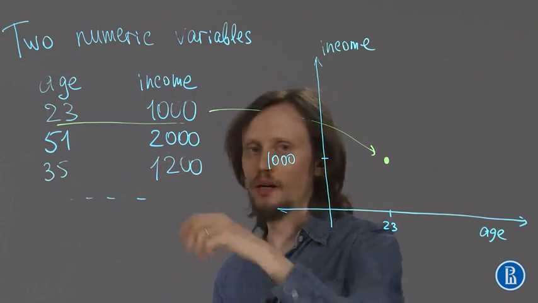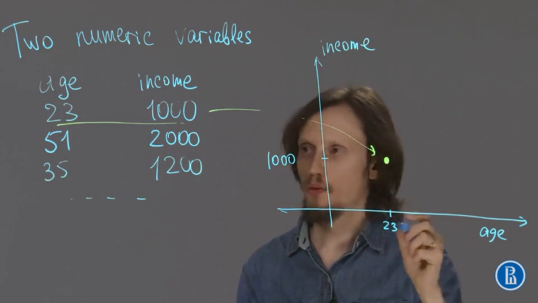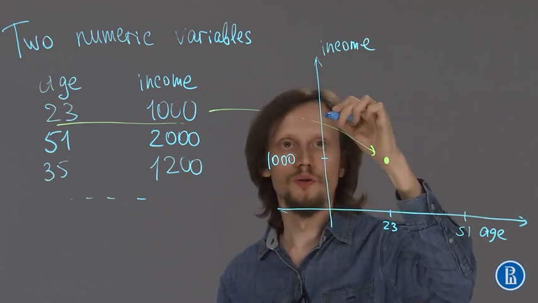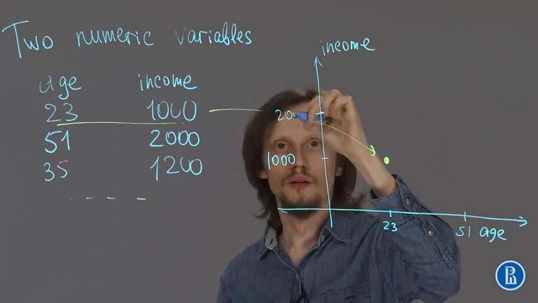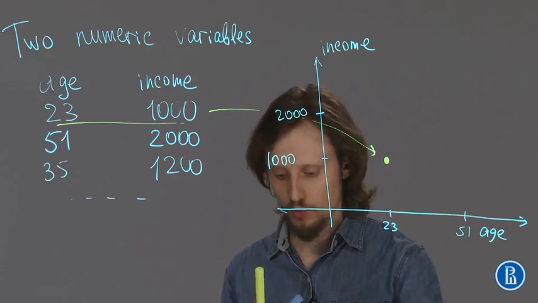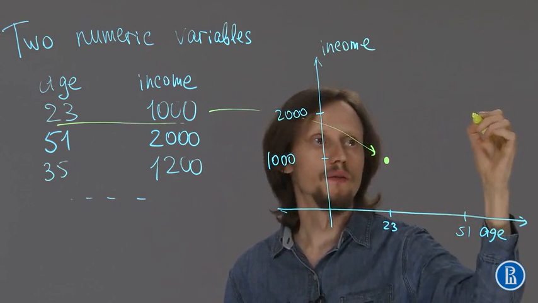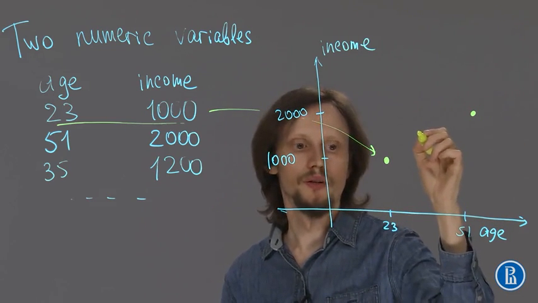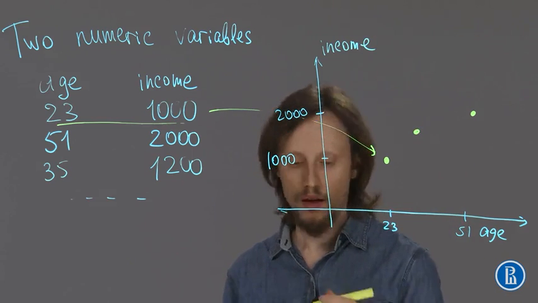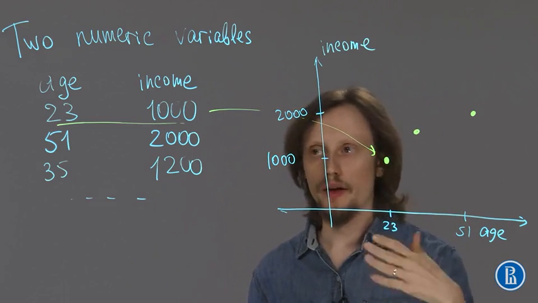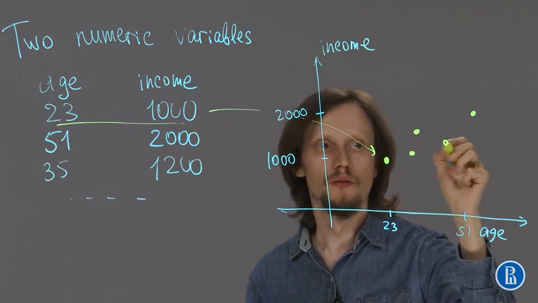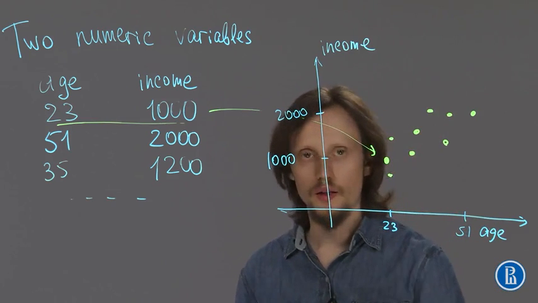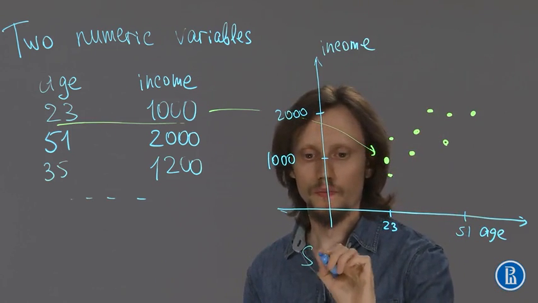And for the second item, I have a point with horizontal coordinate 51, somewhere here, and vertical coordinate 2000. So the second point is somewhere here. And the third point is somewhere here. And so on. I can add more points here and get some picture like this. This picture is called a scatterplot.